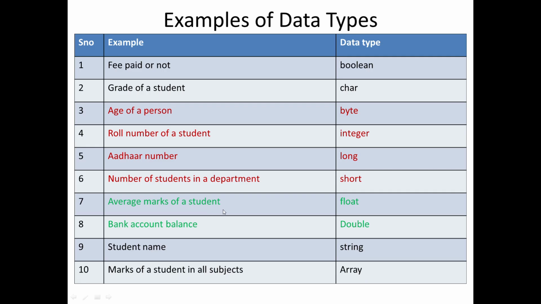Suppose the average marks of a student, which is in decimals, that means based on how many digits you are using after the point, you have to use either float or double. For an account balance, you can use double. Suppose you want to store the name of a student, we can use a string. Marks of a student in all the subjects, we can use an array. So this represents complete examples for data types.